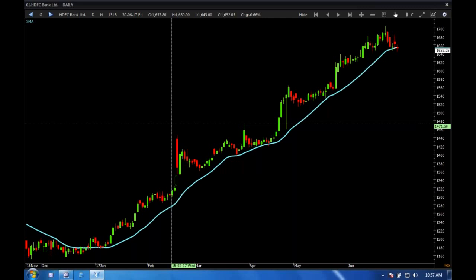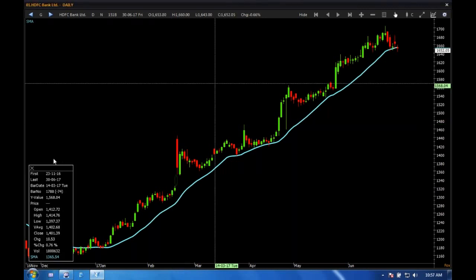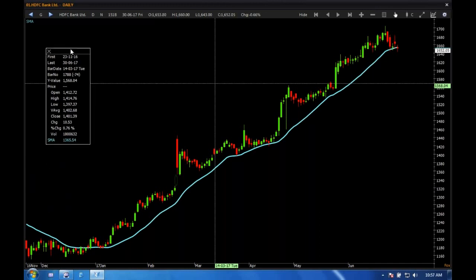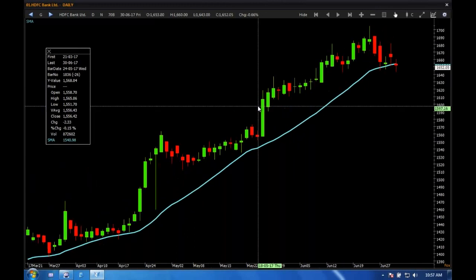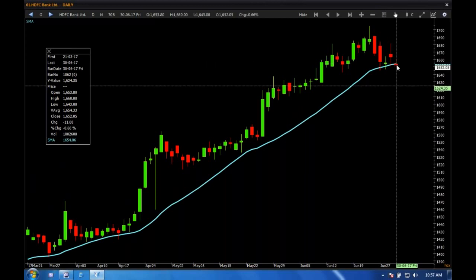Control D is going to give me the data window. And when I come to the last Friday's candlestick over here, which is like a spinning top, the closing price I can see from the data window is 1652. And SMA, simple moving average, is 1654.